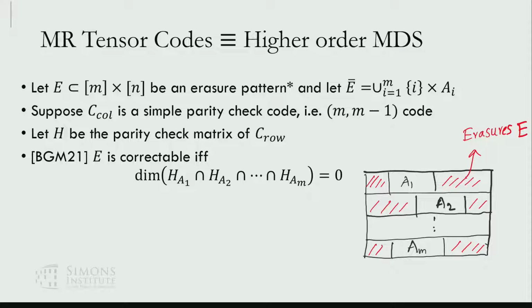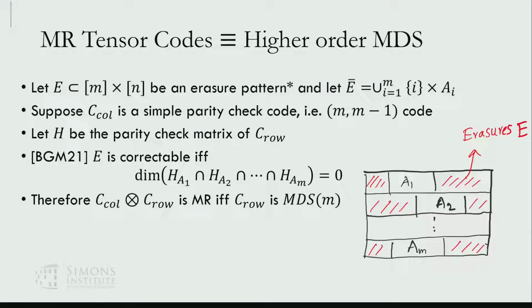So my code is MR if and only if this dimension is 0 whenever it is generically 0. It means that if I start with a higher order MDS code for C row, where the order is M, then I get an MR code. To get an MR code, I just need to choose the row code to be a higher order MDS code of order M, where M is the number of rows. That's the connection to MR tensor codes, and that's how we stumbled upon this definition: this is the property we need for the row code for it to be MR. So the tensor product is MR if the row code is higher order MDS.